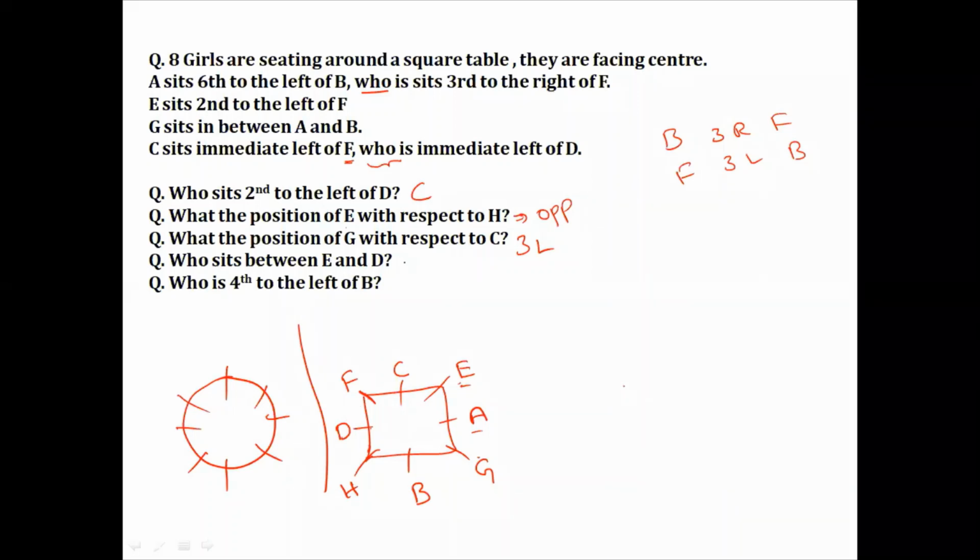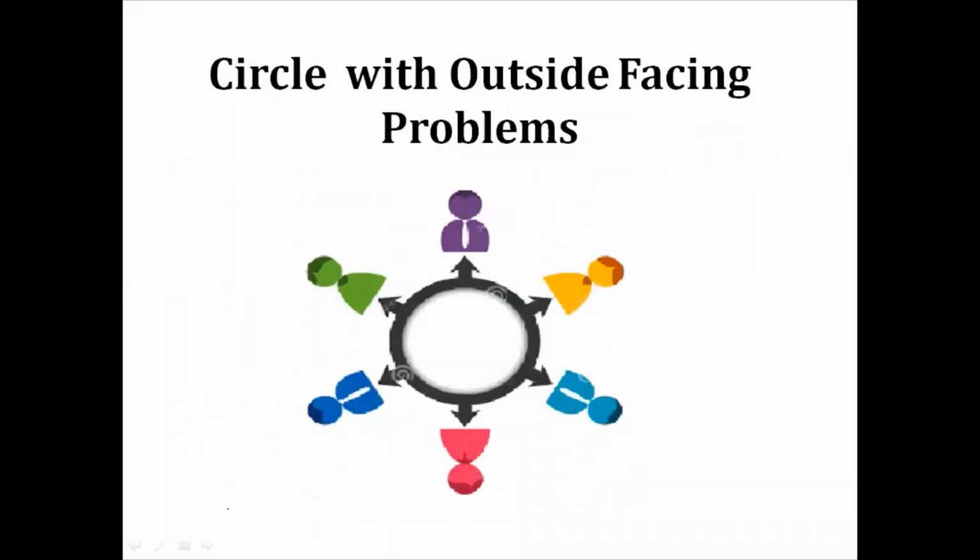Okay, so that is E and D, we have two people, C and F. Next, who is fourth to the left of B? Fourth to the left of B is C. So this is the answers. And we'll go with that circle with outside facing. Okay, so if it is circle with outside facing, all are facing outside the center.